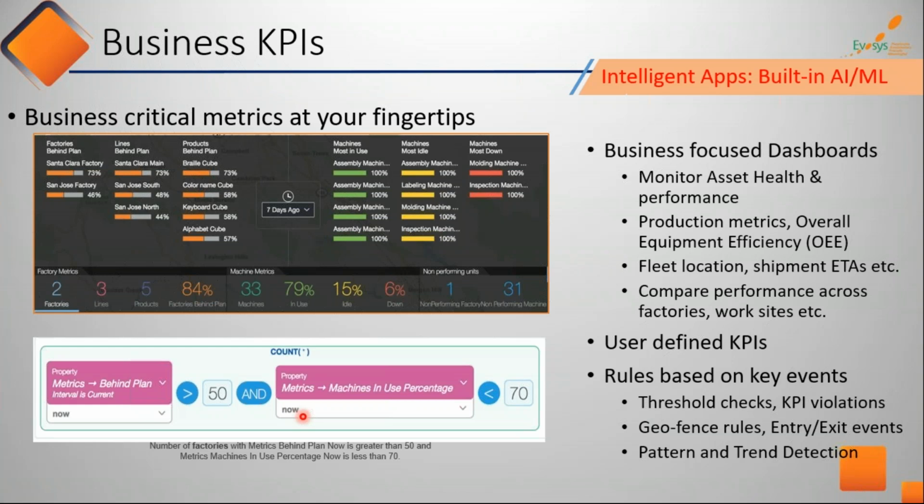You can create user-defined KPIs. Let's say metrics. You can create your own metrics based on your business standards and targets. You can create rule-based events that help you do the threshold checks, avoid any KPI violations, and create geofence rules for entry and exit movements of your asset, that an asset should stay within a particular environment or within particular geo boundaries. And based on these rules, you can detect patterns and trends to avoid downtime of applications and do a predictive kind of maintenance.